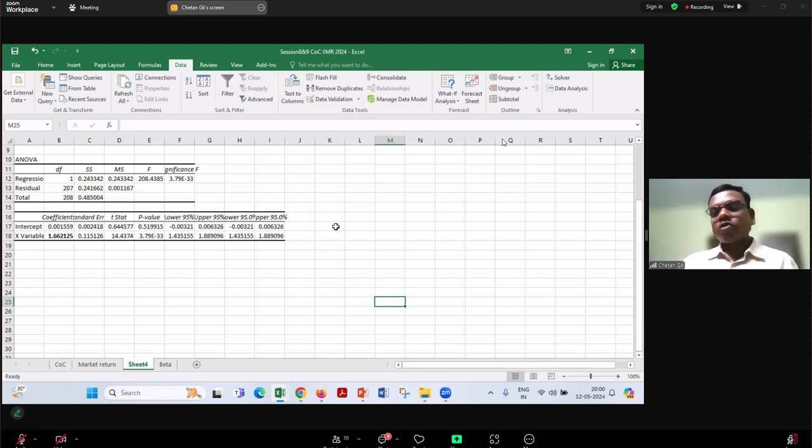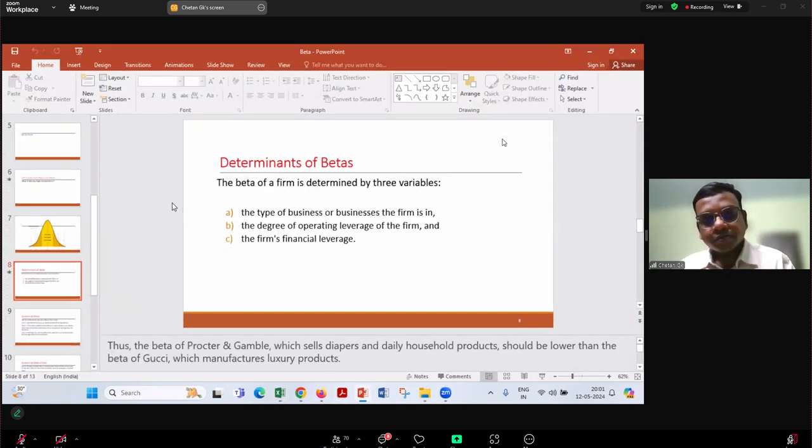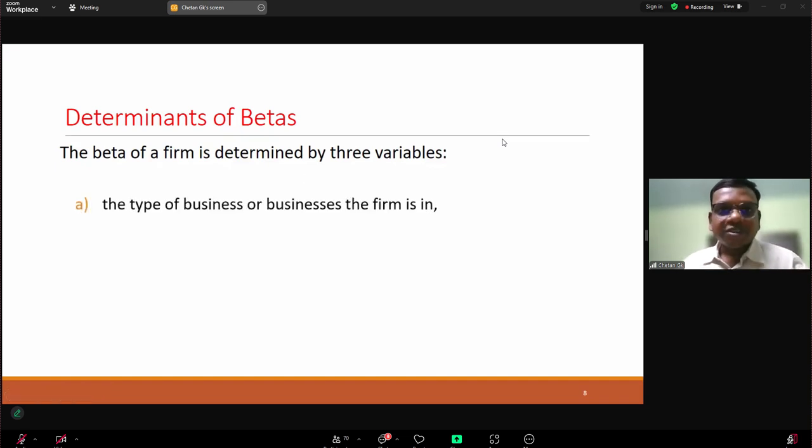Okay, so I'll answer this question. Slightly it is going to be a different thing. Since mine is a paint manufacturing company, it has been believed that similar companies in the same industry will have a similar beta. You have to understand that beta is not coming from the regression, first of all. Though we measure beta through regression, the beta of a firm is determined by 3 variables actually. The first one is the type of business or businesses the firm is in. That is how beta is coming from actually.